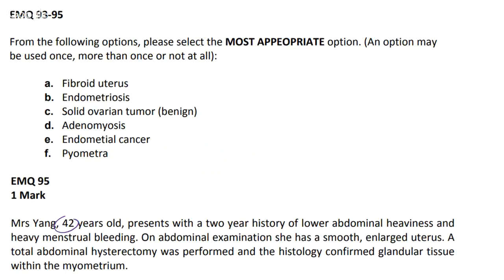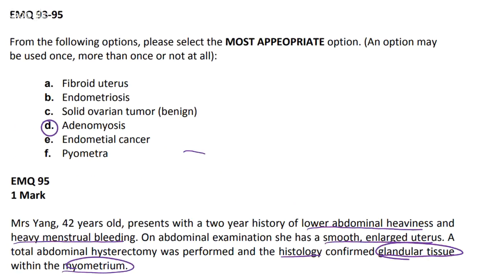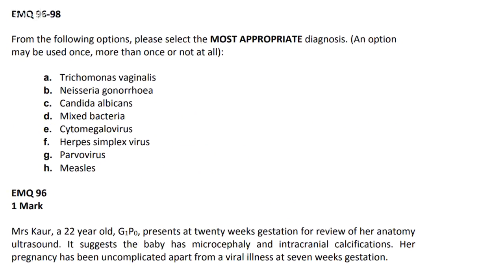So 42, 2-year history of lower abdominal heaviness, heavy menstrual bleeding, smooth enlarged uterus, total hysterectomy was performed, and the histology confirmed glandular tissue within the myometrium. By definition, that is adenomyosis. By definition, there's nothing else you need to know. So glandular tissue, only the endometrium is glandular, as we saw in those histology pictures, is going into the myometrium, which is the definition of what adenomyosis is. Okay.